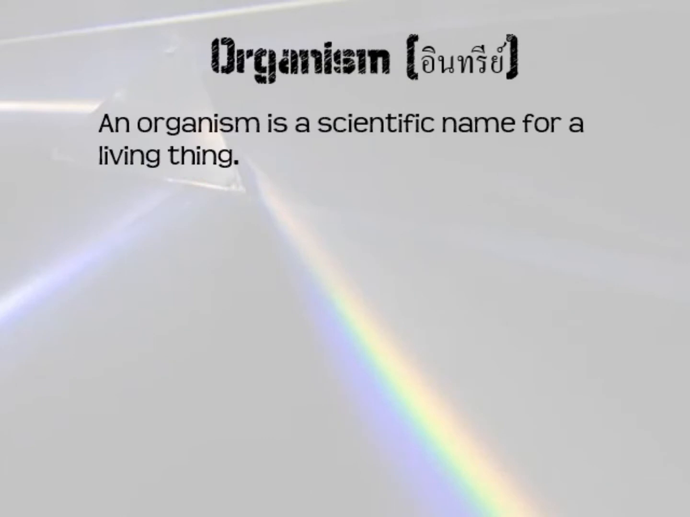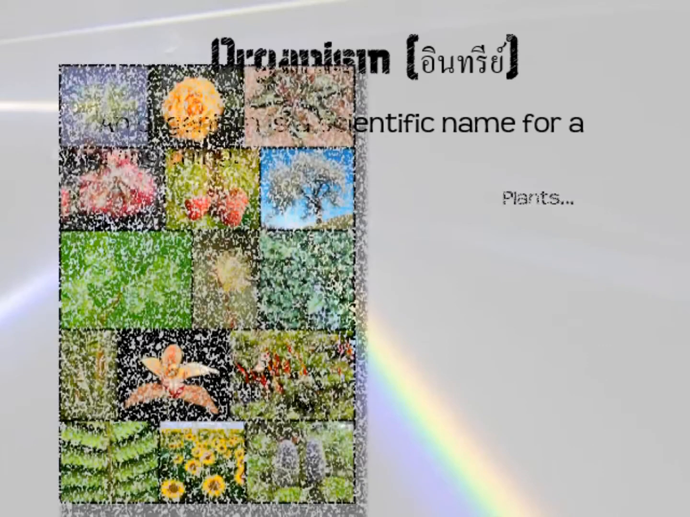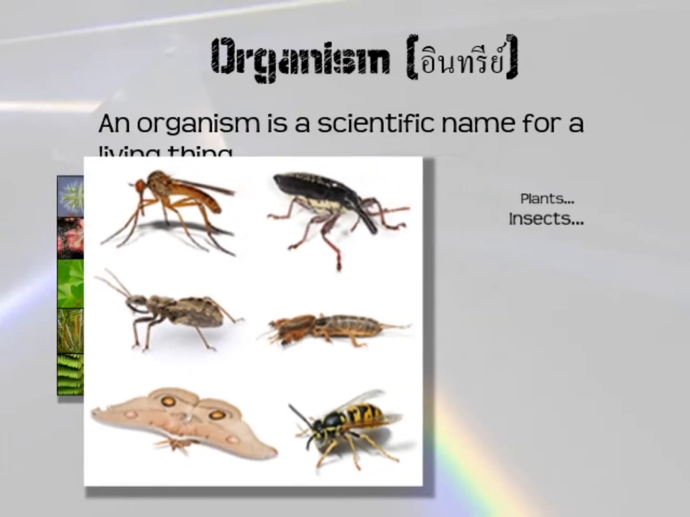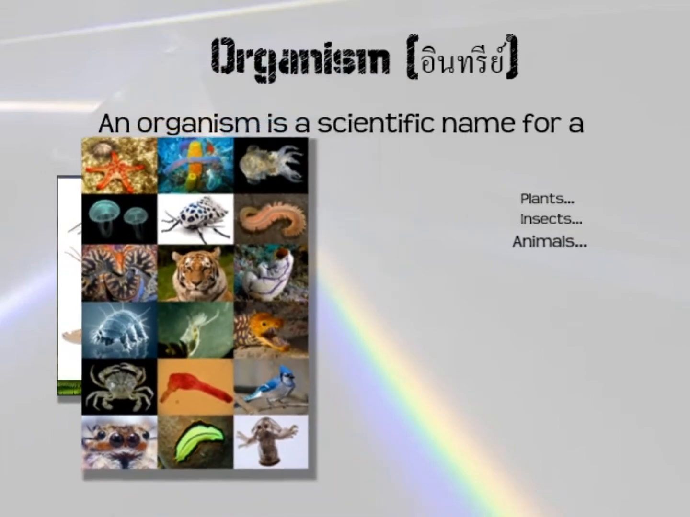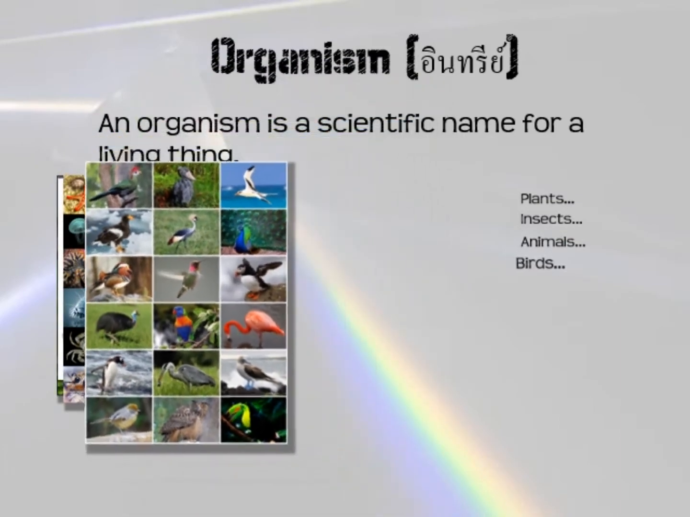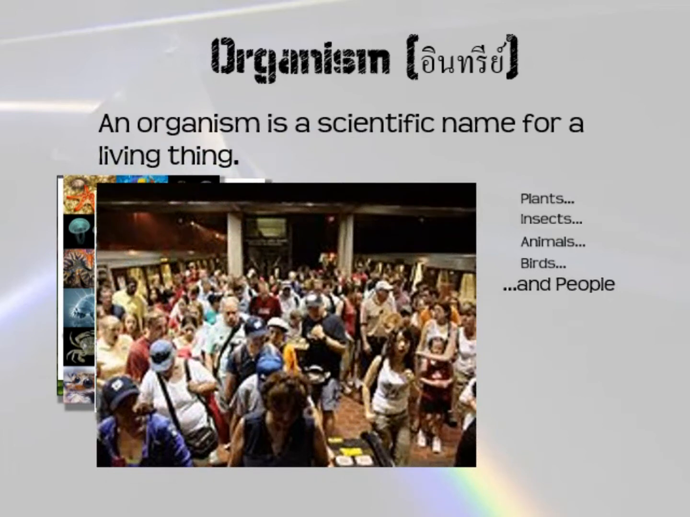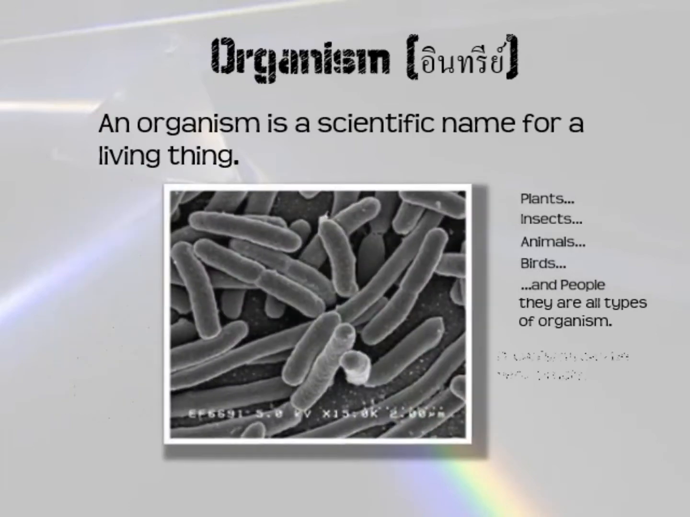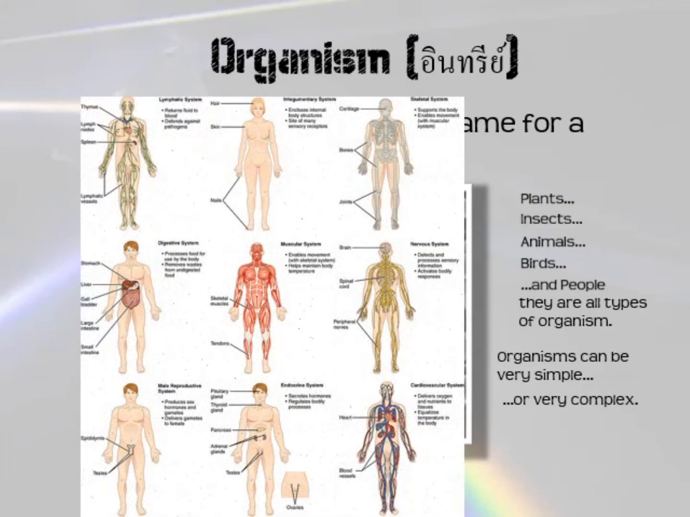Organism. An organism is the scientific name for a living thing. So there are many different types of organism, and we have different names for them all. But plants, you can look at insects, or animals, or birds, which are also animals, it's true, or people, which are also animals, but they are all types of organism. And organisms can be very simple, like these single bacteria. These are single-celled organisms. And they can be very complex, like this incredibly detailed living body that we all have, with many, many different systems inside.